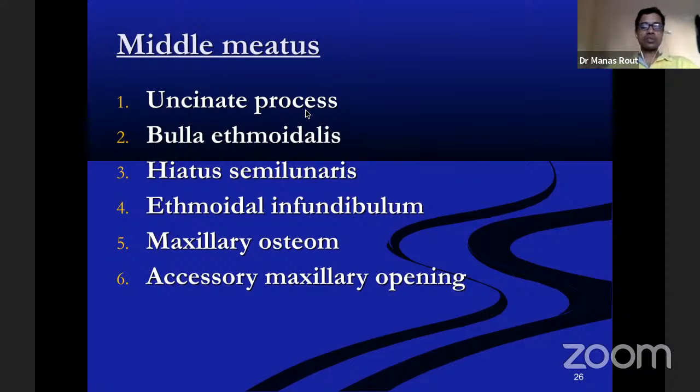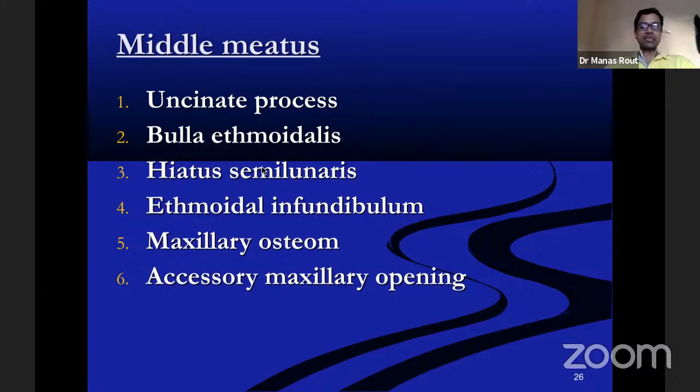After that, you will go posteriorly. You will see the bulla ethmoidalis. It is an ethmoidal cell, the most constant ethmoidal cell. The anterior ethmoidal cell, which is bigger, is called the bulla ethmoidalis.